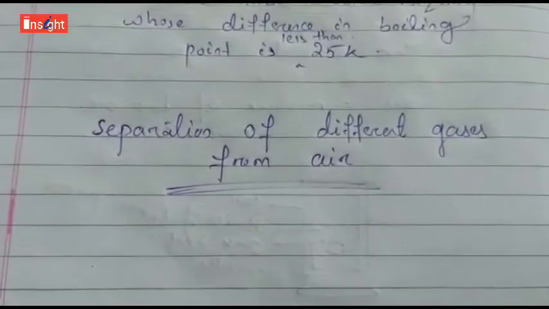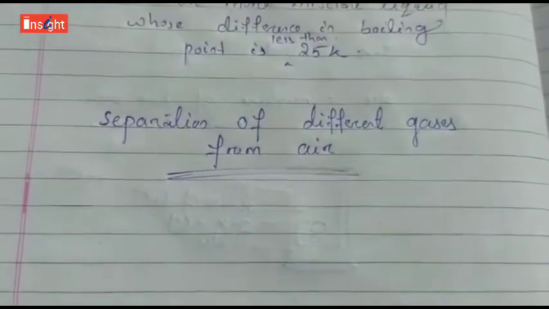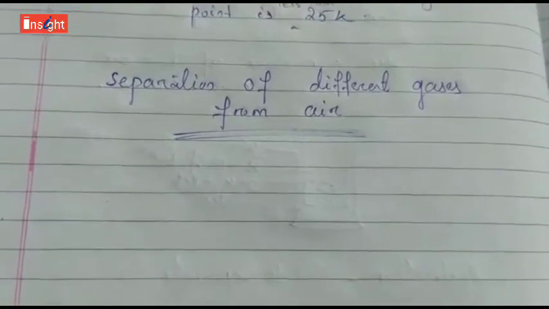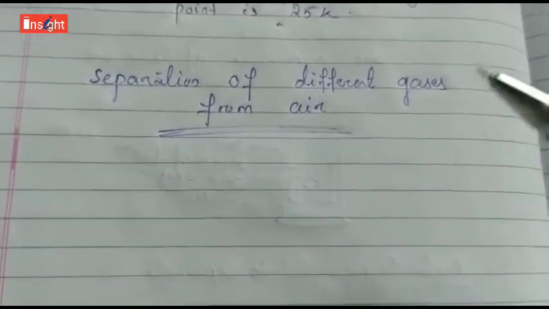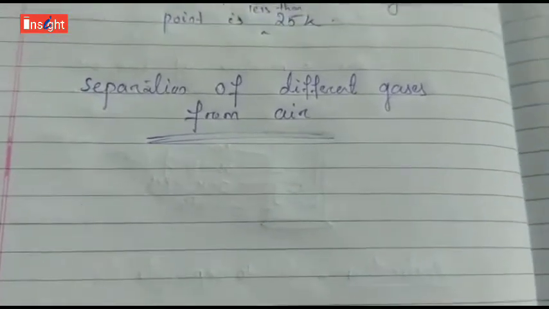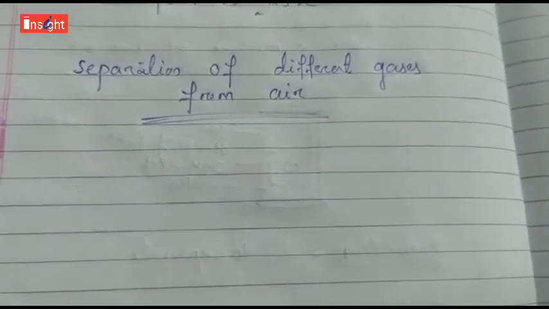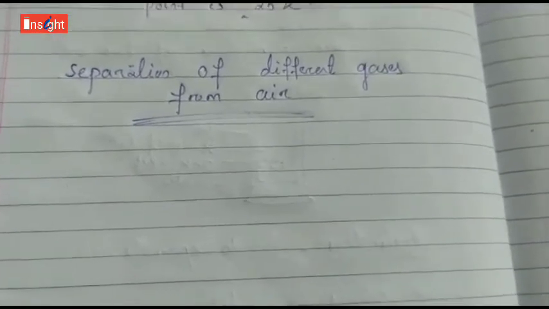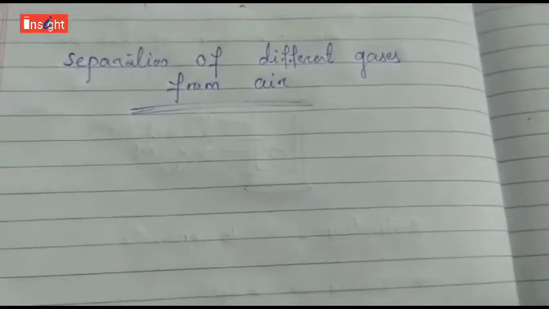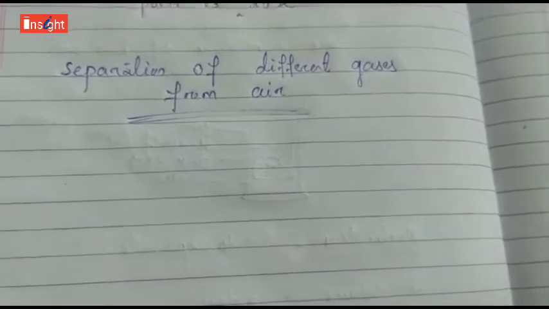In the previous class we discussed a few techniques, that is chromatography, distillation and fractional distillation. Now we will discuss how to separate different gases from air, or how we can get different gases from air. Air is a homogeneous mixture and can be separated into its components by fractional distillation.